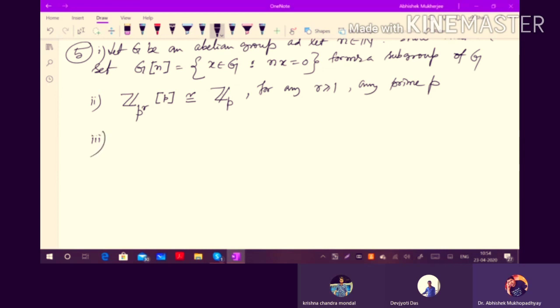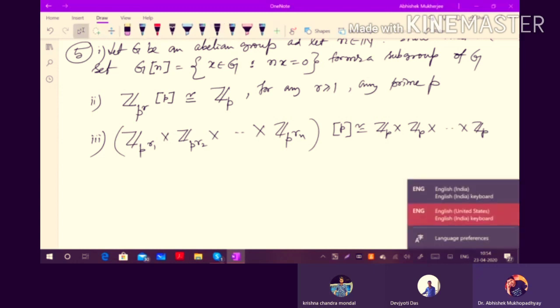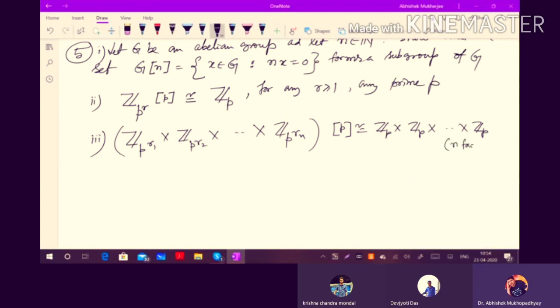And in view of this second one, you can prove that Z_{p^r1} cross Z_{p^r2} cross ... cross Z_{p^rn}, [p] will be isomorphic to Zp cross Zp cross ... cross Zp up to n factors, provided each ri is greater or equal to 1.